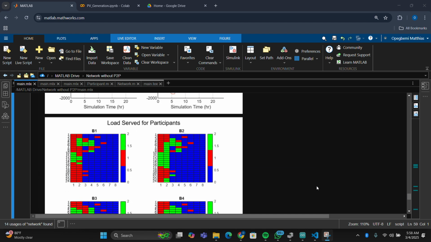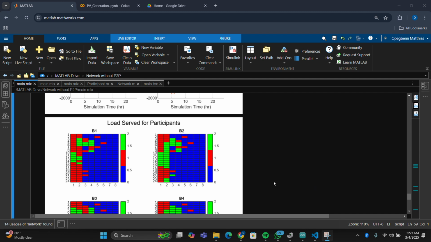So we can see for B1 that there are more red points. The red points are the loads that we wanted on, but the optimizer could not turn them on because of insufficient energy resource. So B1 had this due to its limited energy resource.